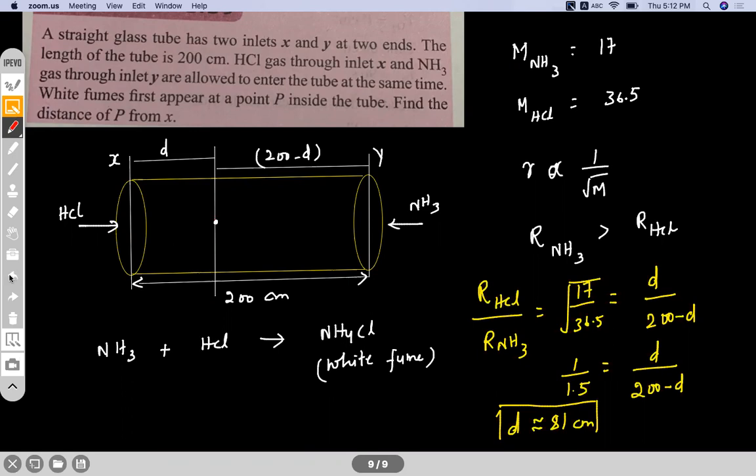Yes. So this is the rate of diffusion and effusion. You will get some more questions on this similar pattern only. Just you need to equate and you will get the answer. Okay. That you will get in assignment. You can solve that.